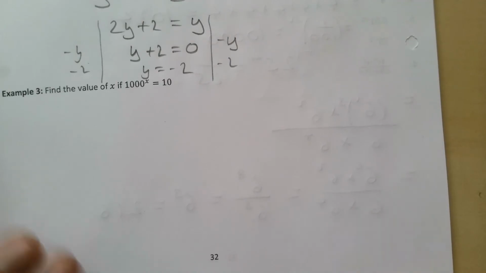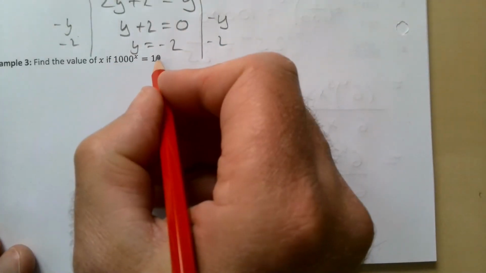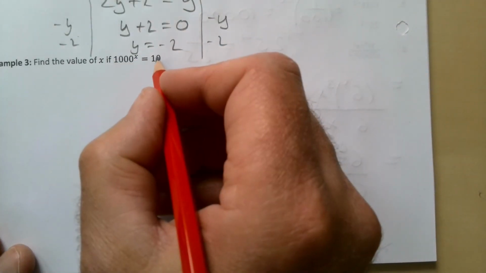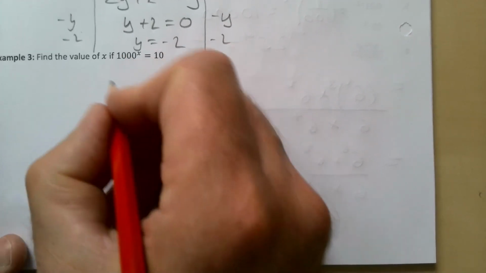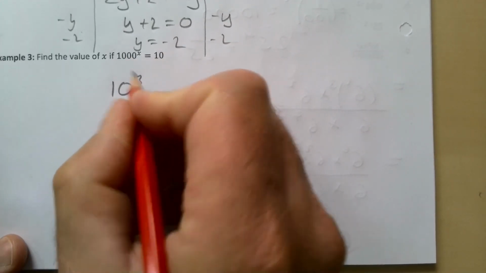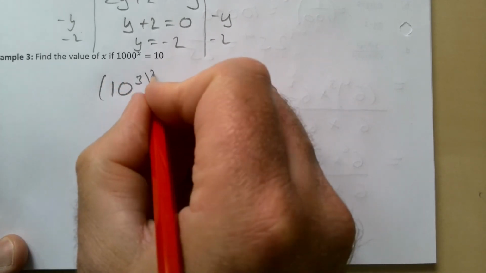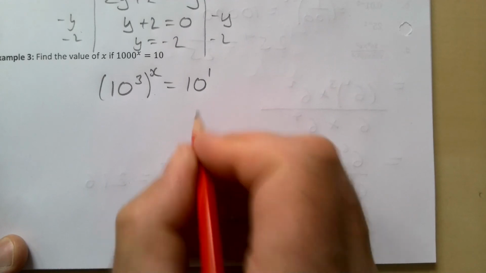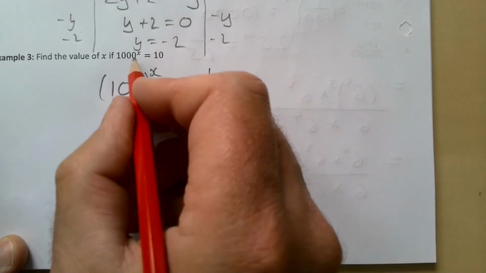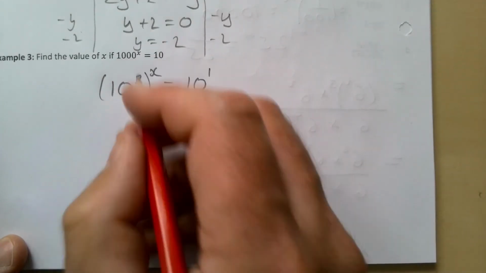Finally then, example 3: 1000 to the power of x equals 10. Again, I hope you can see we're going to change everything to base 10. So that's going to be the same as 10 cubed to the power of x equals 10 to the power of 1, because that's just 10 to the power of 1. 1000 is just 10 cubed. I've changed it to the same base.